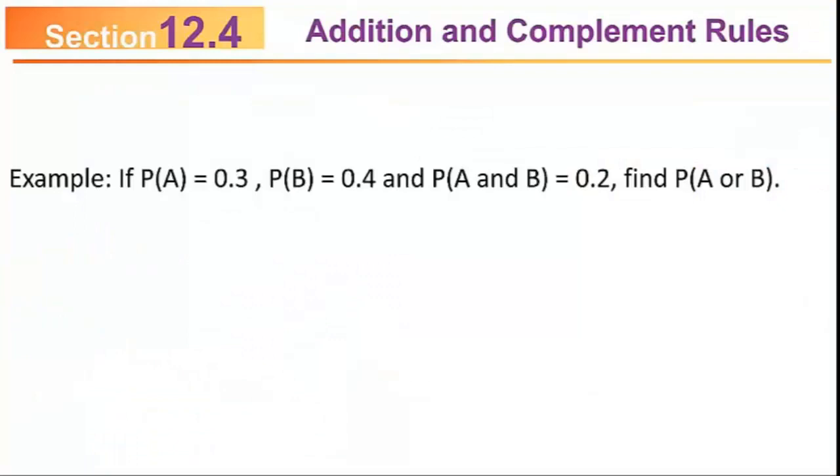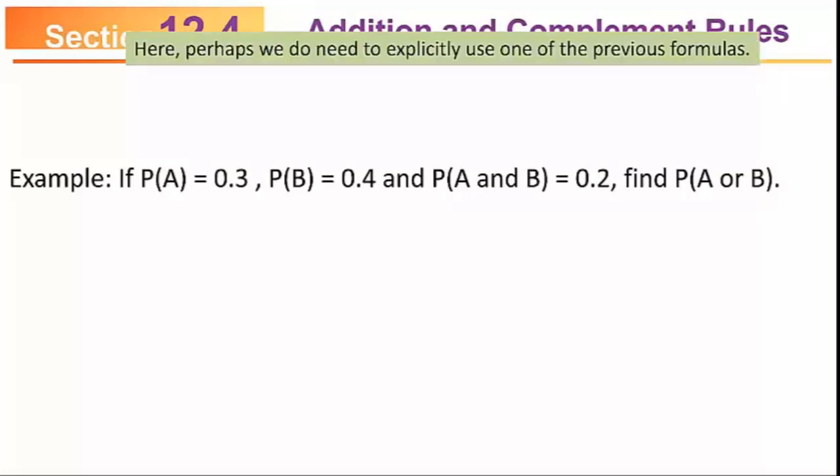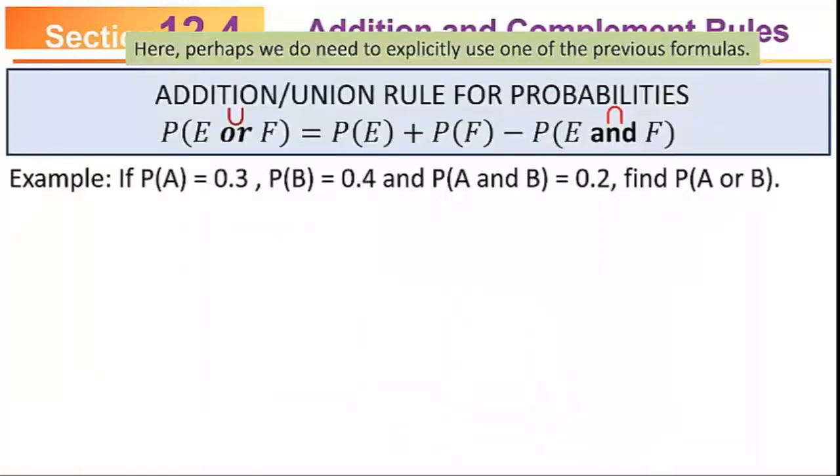Here's an example where using the rule is really the best way to do it, the most straightforward way to do it. It says if the probability of A is 0.3, the probability of B is 0.4, and the probability of A and B is 0.2, find the probability of A or B. Remember, and is intersection, or is union. So I would say the most straightforward way to do this particular problem is to use the formula.